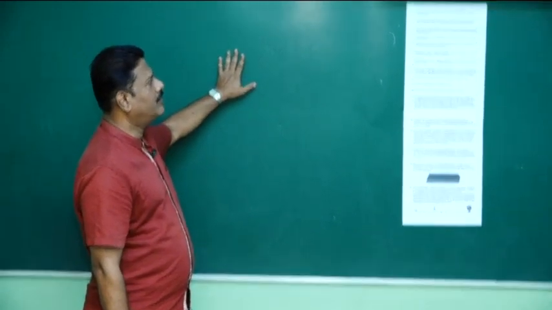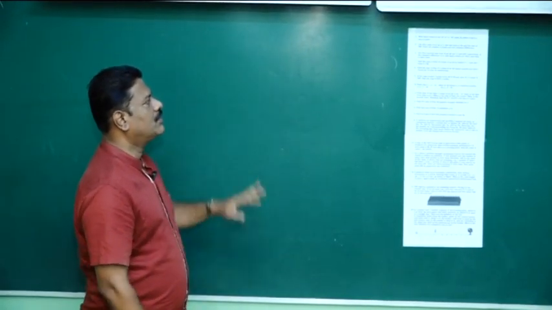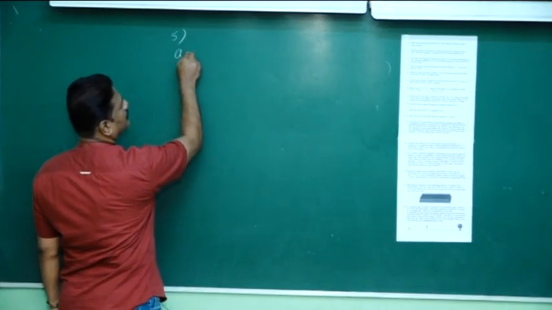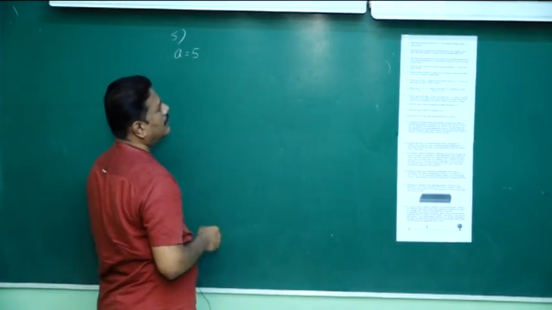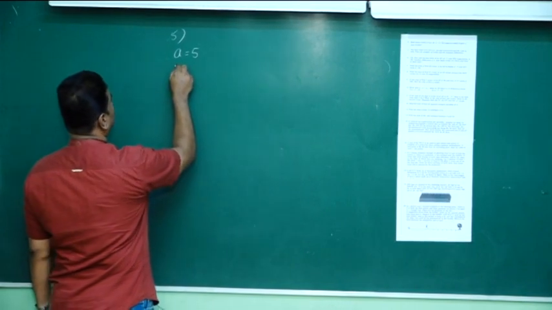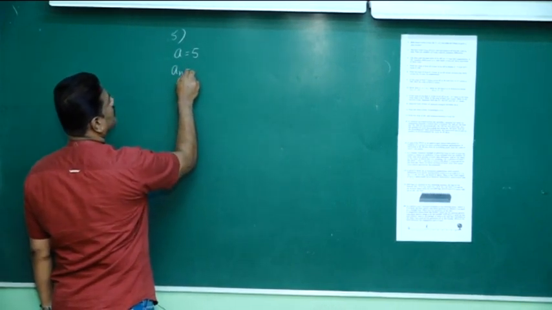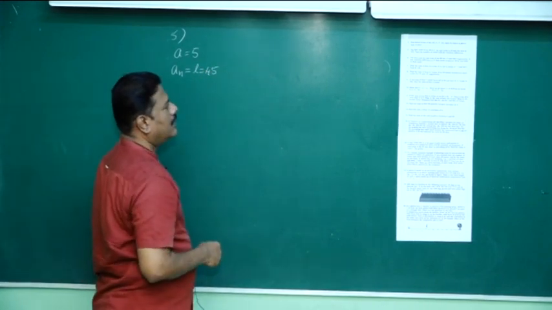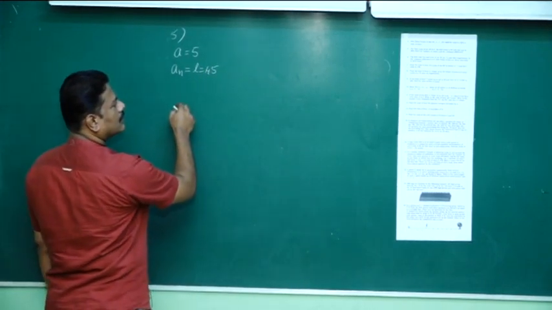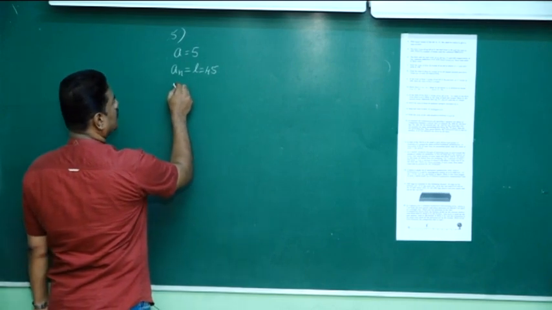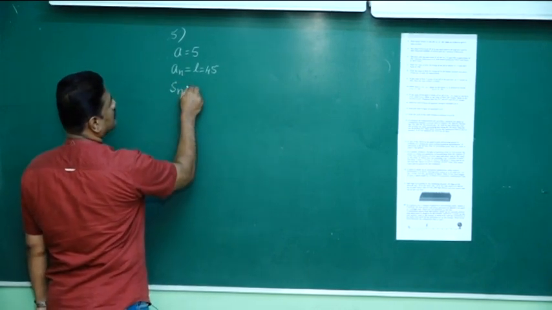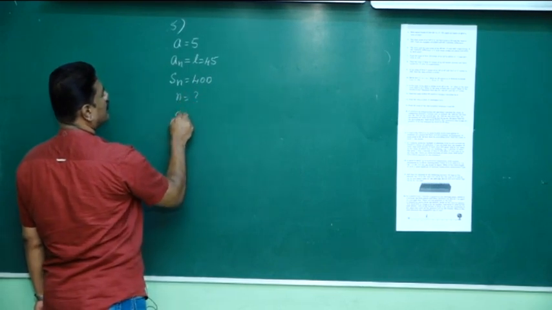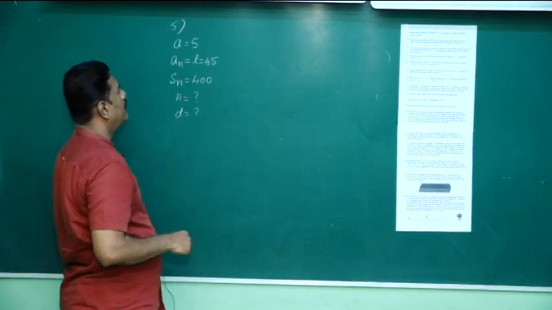I am solving the 5th question. The first term of an AP is 5 and the last term is 45. The last term is denoted either by An or l, which is 45, and then the sum of the given terms is Sn equal to 400. So you have been asked to find the value of n and the common difference.